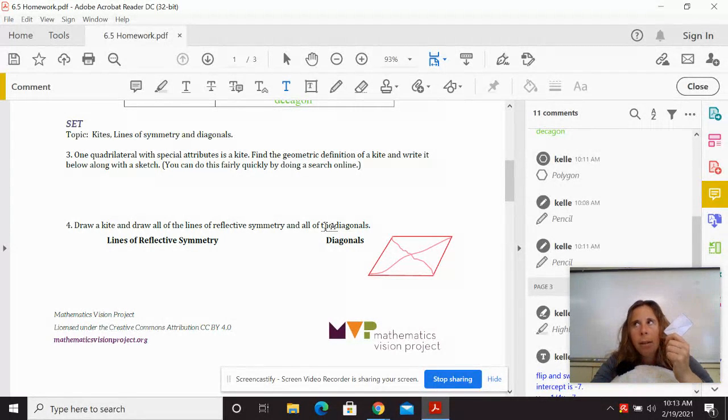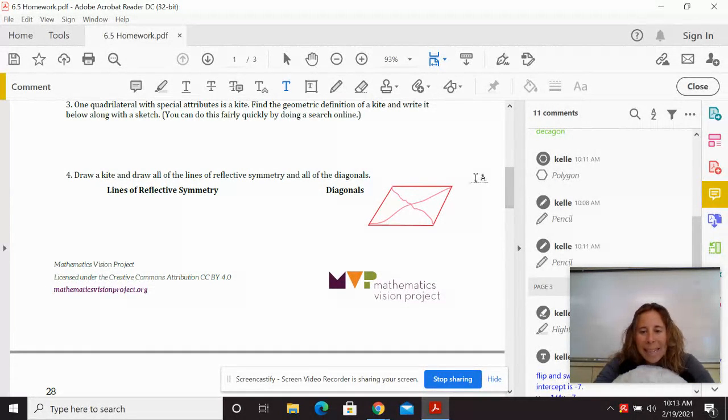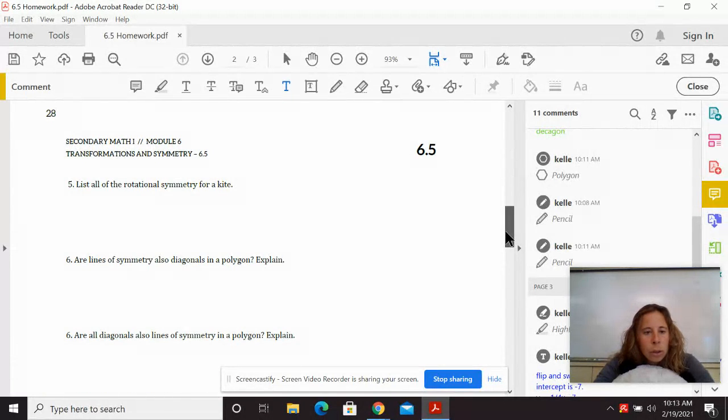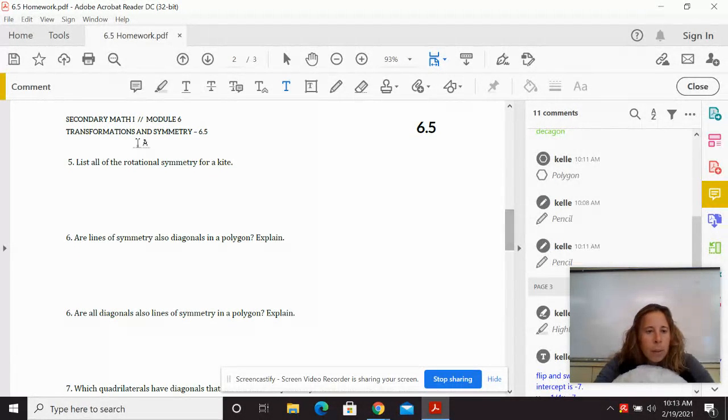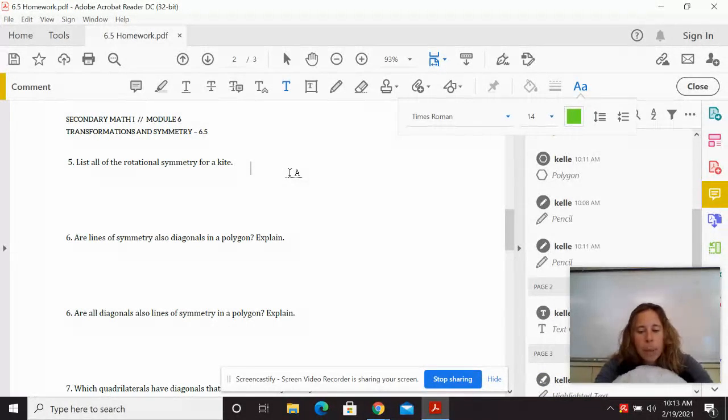We did 4 examples, 4 different shapes. Okay, so you're doing that, but with a kite. Rotational symmetry for a kite. I'm not going to tell you what it is, but it will either be 90 degrees, 180, 270, or 360. Those are the degrees we're looking for.